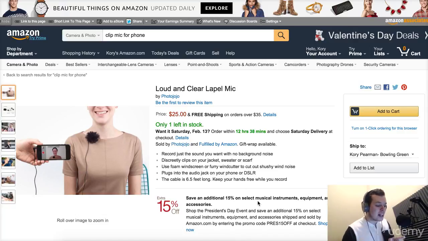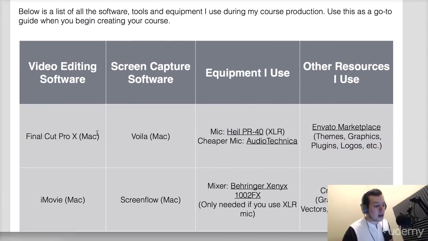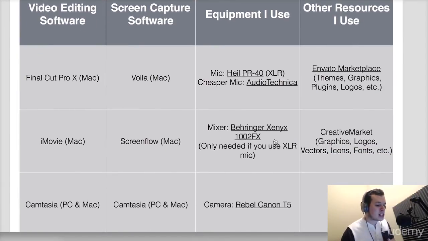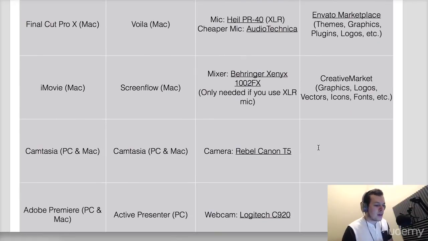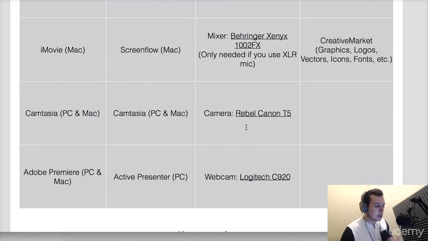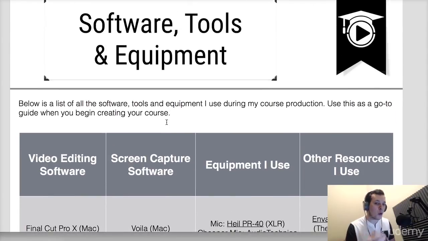Okay, so all the information that I just gave you, I have it in a document that you can download below this video. I have all the video editing software, all the screen capture software, all the equipment I use, and some other resources that I'm actually going to be doing in the next video. We have the mics I use, the mixer, the camera, the webcam, and all that good stuff. It's a little cheat sheet that you can download, or bookmark, or save on your computer, and you can use this when it comes time to get your software, your tools, and your equipment together.